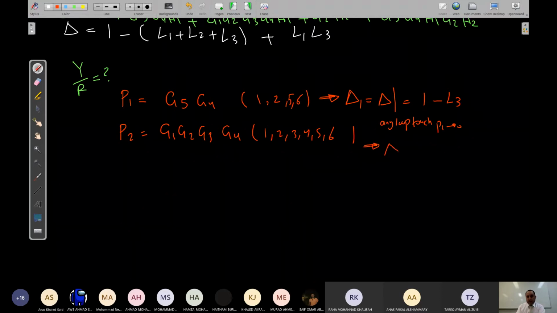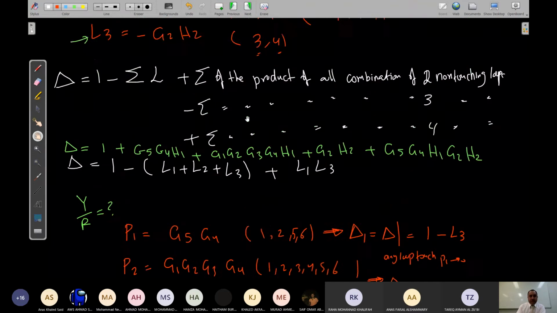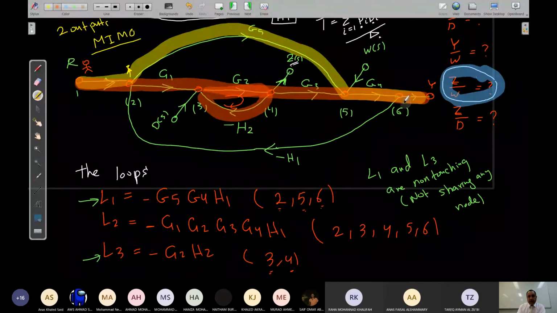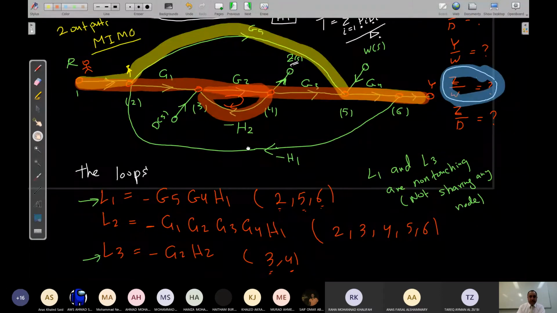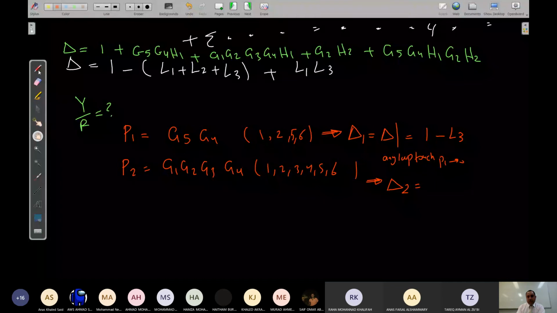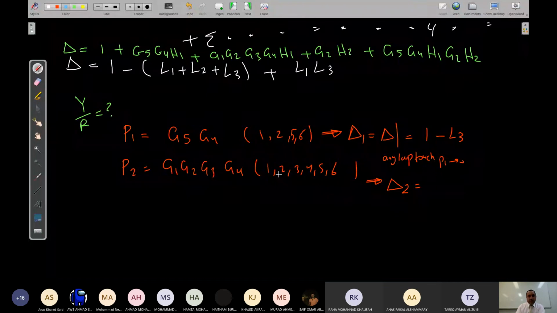What about the second cofactor, delta 2, equal to what? Equal to 1. Why? Because simply if I return back to the signal flow graph, this path touches all the loops, correct? So simply this means that the cofactor is equal to 1.